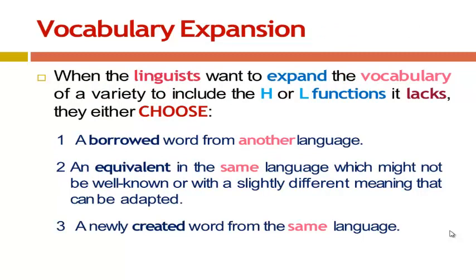Vocabulary expansion. When linguists want to expand the vocabulary of a variety to include the high or low functions it lacks, they either choose a borrowed word from another language, or they give an equivalent in the same language which might not be well known or with a slightly different meaning that can be adopted, or give a newly created word from the same language.